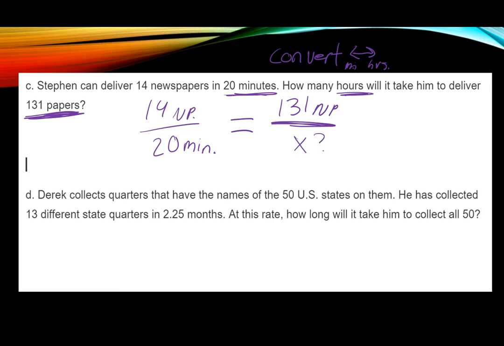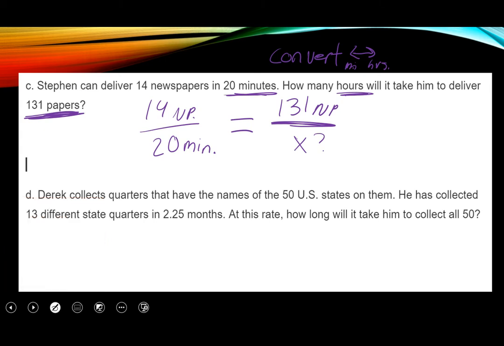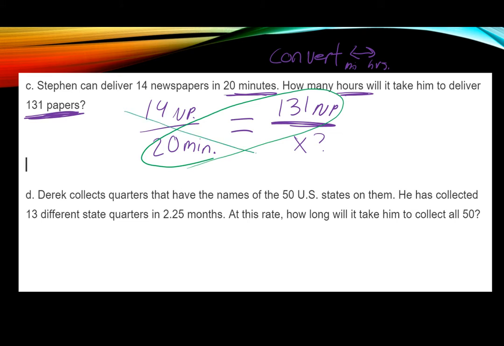So here, I like to do cross multiplication. You could find the unit rate, but I'm going to go ahead and cross multiply. So I'm going to do 131 times 20 and 14 times x to give me a little bit of algebra here. And my equation to represent that would be 14x equals what 131 multiplied by 20 is. And that is 2,620. And now I want to get x by itself.